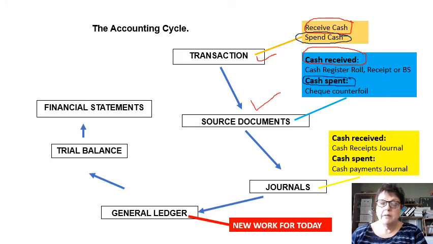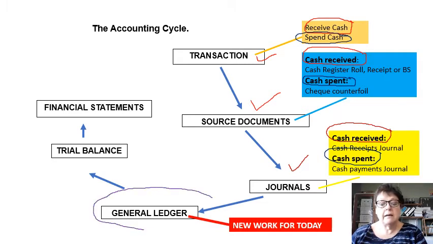After source documents, we went to journals. We know about the journals. We have one journal for cash received, which is the CRJ, and we have another journal for cash spent, which is your CPJ. So at this stage, you are supposed to know the transaction, source documents, and journals. So what is the new work for today? We need to know about accounts, and accounts are done in the general ledger.